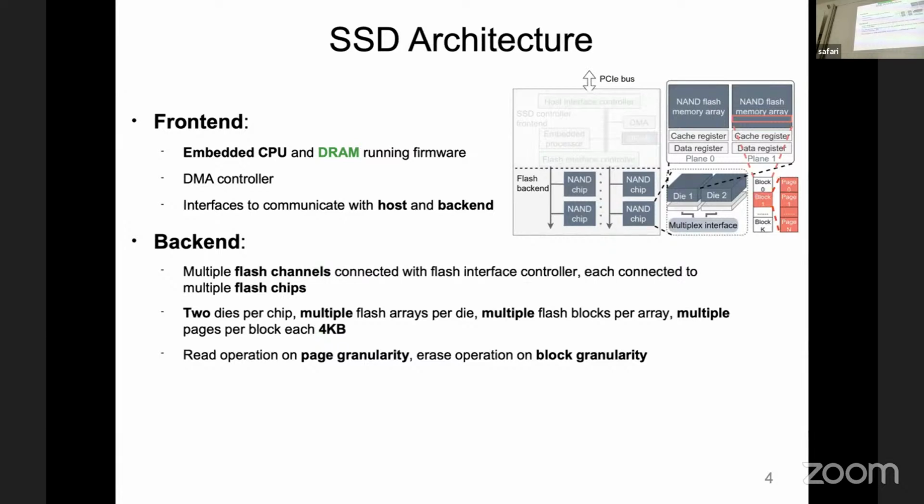The backend basically consists of multiple channels, which contain multiple NAND chips. These are ordered in a hierarchy, so each NAND chip contains 2 dies, which in turn contain multiple rows, which in turn contain multiple blocks, and then pages, which is the smallest granularity you can get. The pages are usually 4 kilobytes, and we will also later see in the simulator that they assume the 4 kilobyte page size. Read operations are done on a page granular basis, and erase operations are done on a block granular basis.